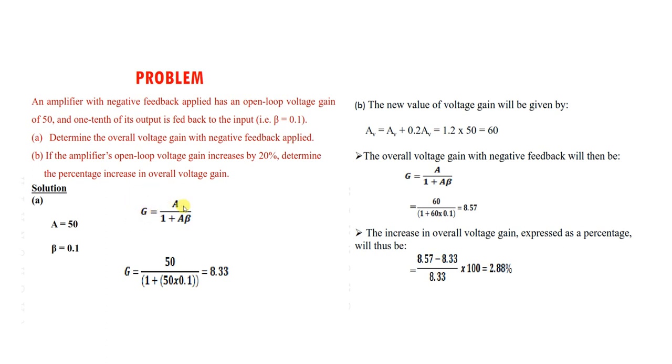In the formula derivation with negative feedback, gain with feedback is given by A F, which is A divided by 1 plus A beta, where A F is gain with feedback and A is gain without feedback, that is open loop gain. Open loop gain is 50, beta is 0.1. So A divided by 1 plus A beta.